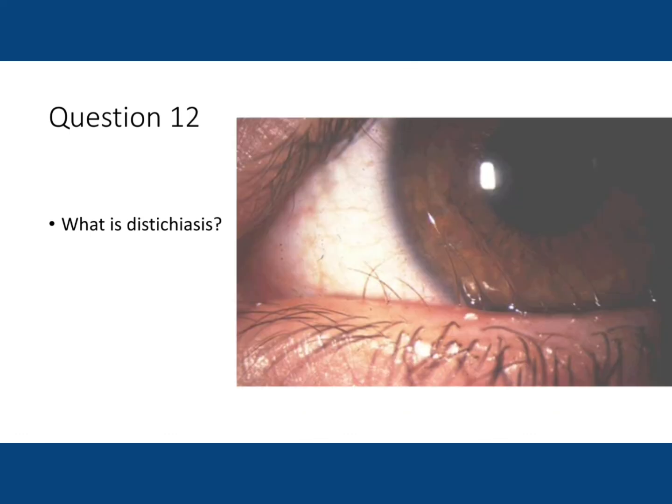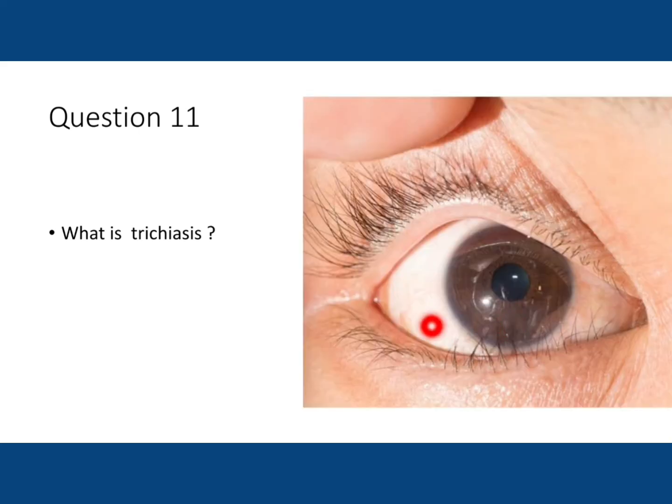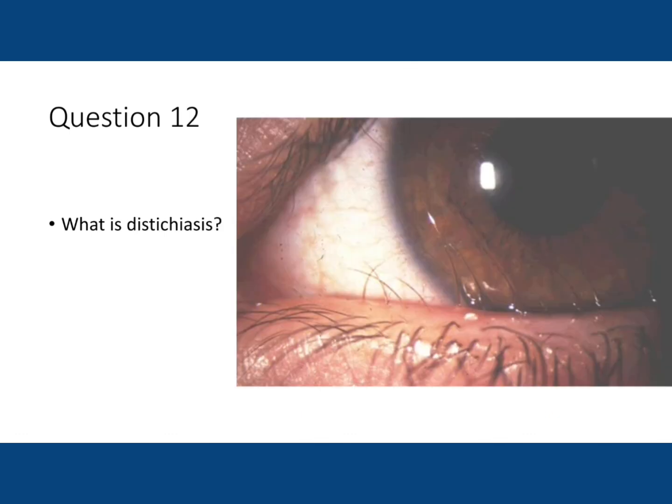Now, if there is an extra row of eyelashes in the posterior part, that is called distichiasis. You can see an extra row of eyelashes is there. Okay, in trichiasis you can see the same row of eyelashes is misdirected. Some are directed outward, some are directed inward, but in distichiasis a dedicated extra row of eyelash growth is there, that is called distichiasis.